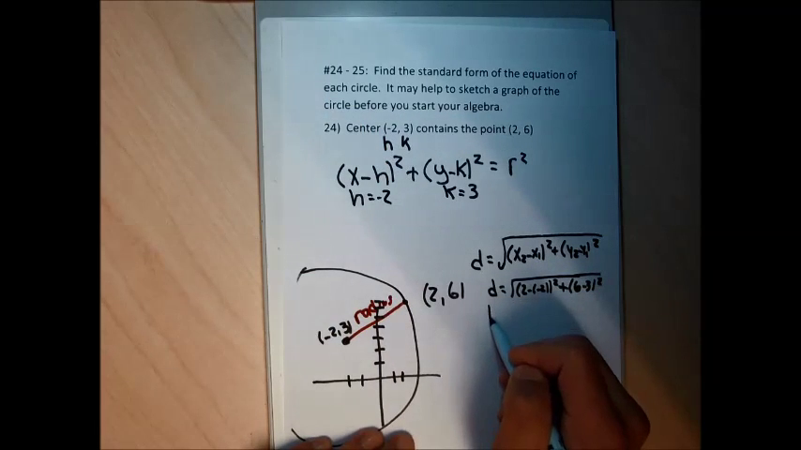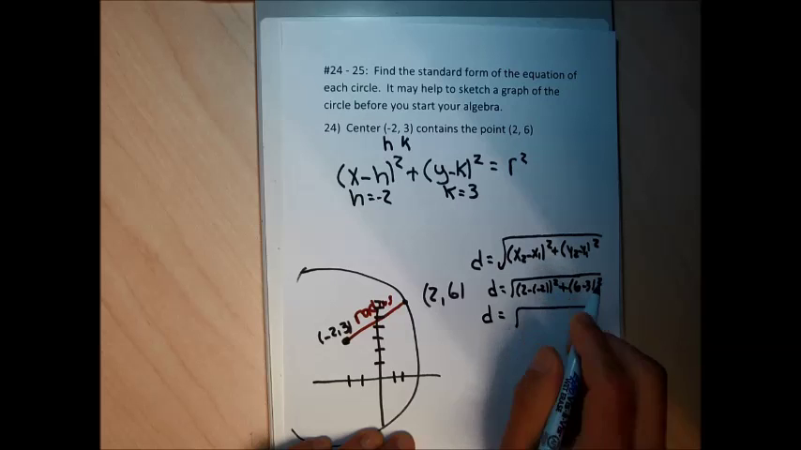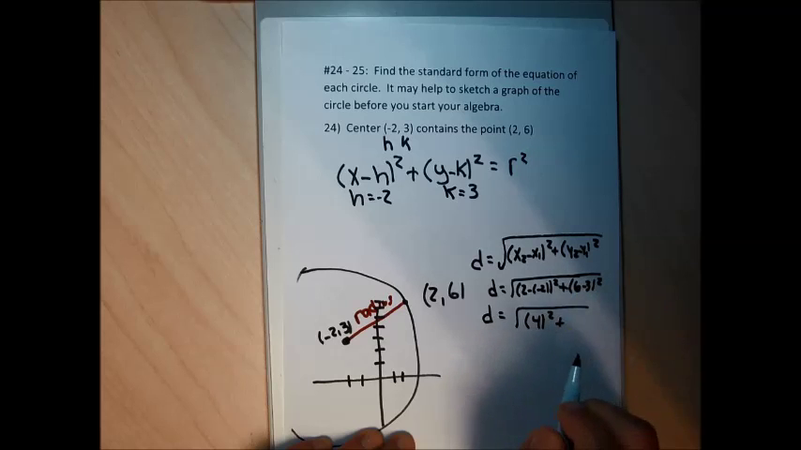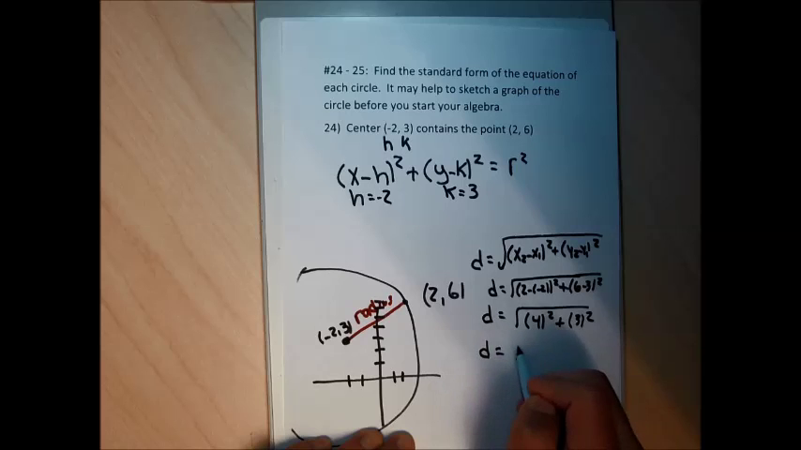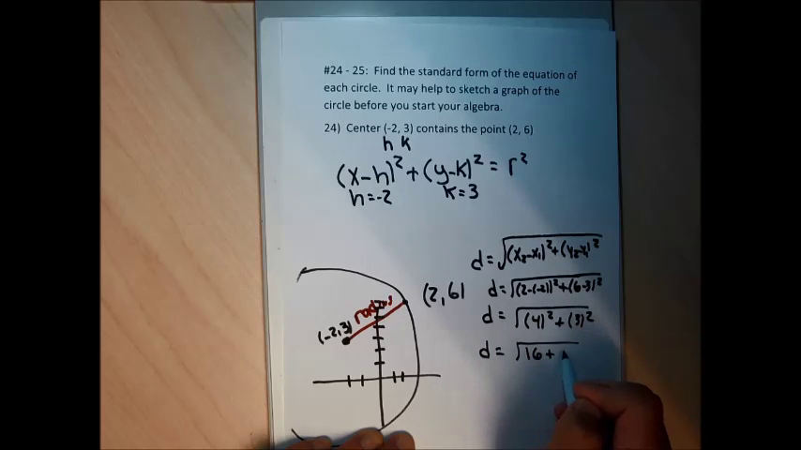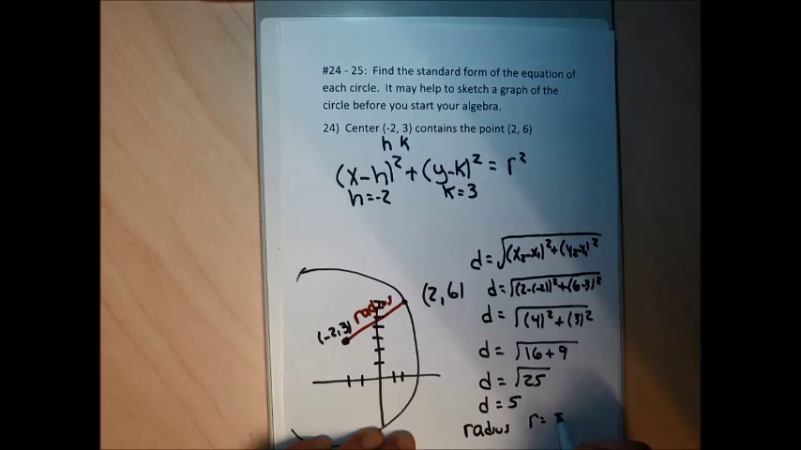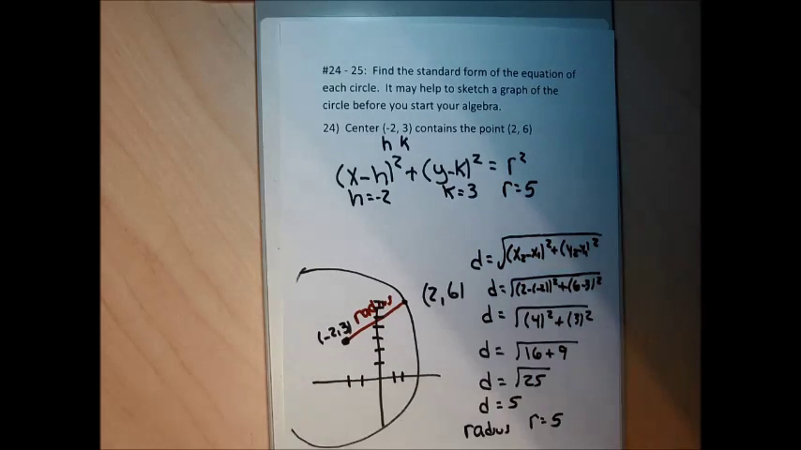This is going to give me the distance between the 2 points, which is the radius. 2 minus -2, which is 4, because the double negative goes positive, squared, plus 6 minus 3 squared is going to be plus 3 squared. So the distance is going to be the square root of 16 plus 9. The distance between the 2 points is the square root of 25, which is 5. And so the radius, the r in this problem, is 5. And that's what I'm going to plug into the formula for my r.